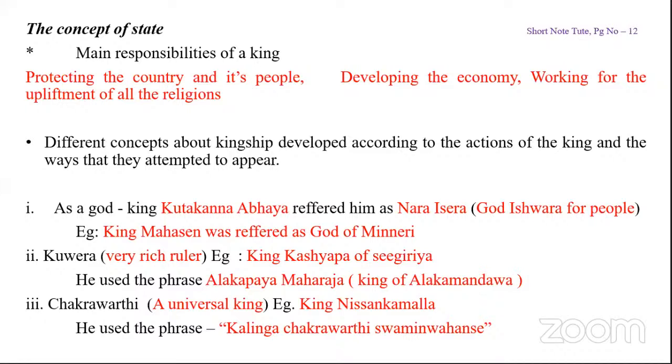So this comes for MCQs and short questions very regularly. The three concepts: as a god, as a very rich ruler Kuera, as a Chakravarti, a universal king. Okay, write that note also. Now we have less things to do. We have to discuss two more questions and answers, and even some short notes to end the third lesson.